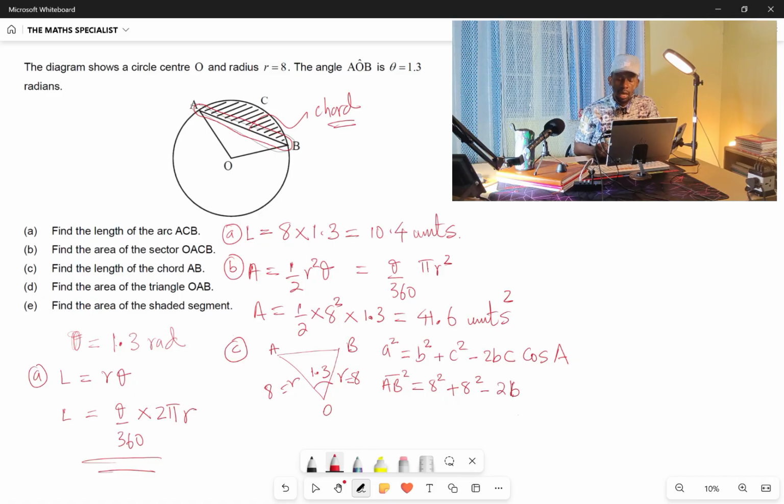Our b squared and c squared are 8 squared plus 8 squared, minus 2 times b, which is 8, times c, which is 8, then the cosine of angle A. The cosine of angle A is cos of 1.3. But once we plug into our calculator, we need to be careful. Our given angle is in radians, so our calculator should be in radian mode. Make sure that you put your calculator in radian mode while plugging in the question.